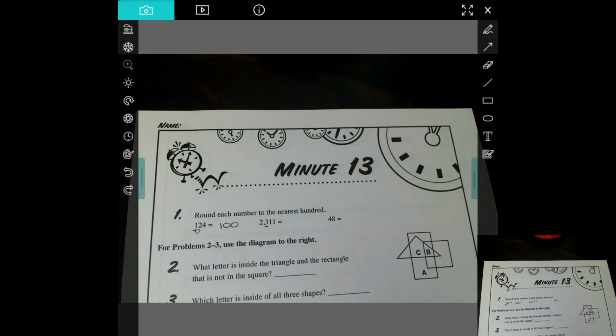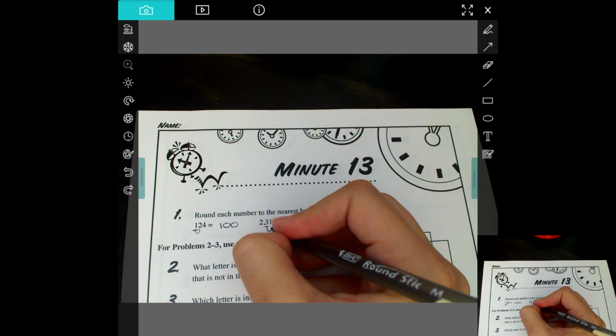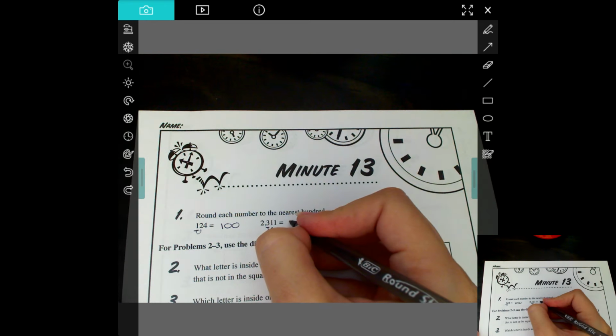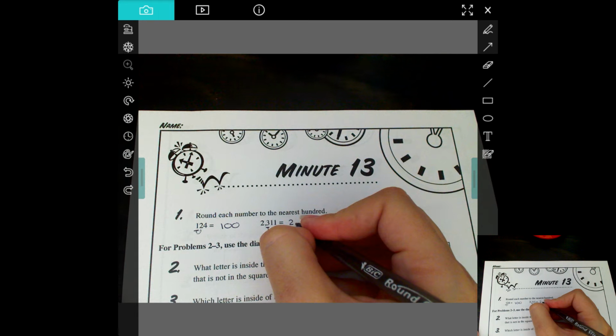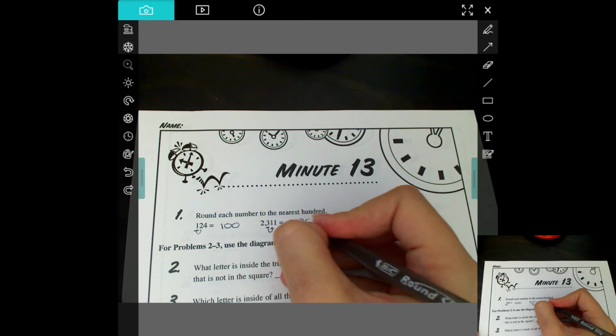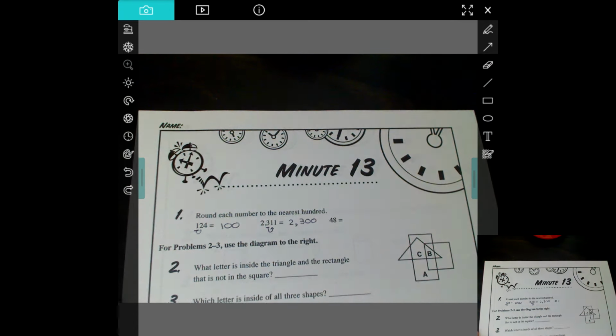2,311. I'm going to underline the 3 and look behind the 3, and there's a 1. That means that the 3 will remain the same. The 2 also remains the same because it comes before it. The 3 remains the same, and then the 2 1s will become zeros.